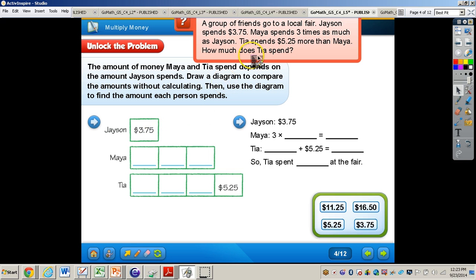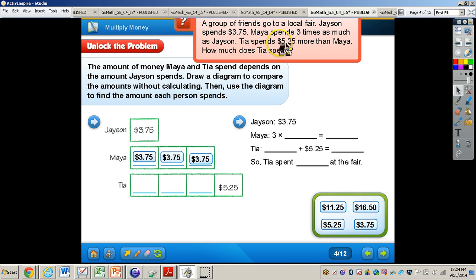Okay, and now we know that Maya spends 3 times as much as Jason. So what we need to do is we need to do 3 boxes for Maya. Why 3 boxes? It's 3 times as much as Jason. What are we going to fill in each box? We're going to fill in $3.75. Where do we get that from? Because that's how much Jason spends, and remember, Maya spends 3 times as much. So in each box, we're going to put $3.75 there.